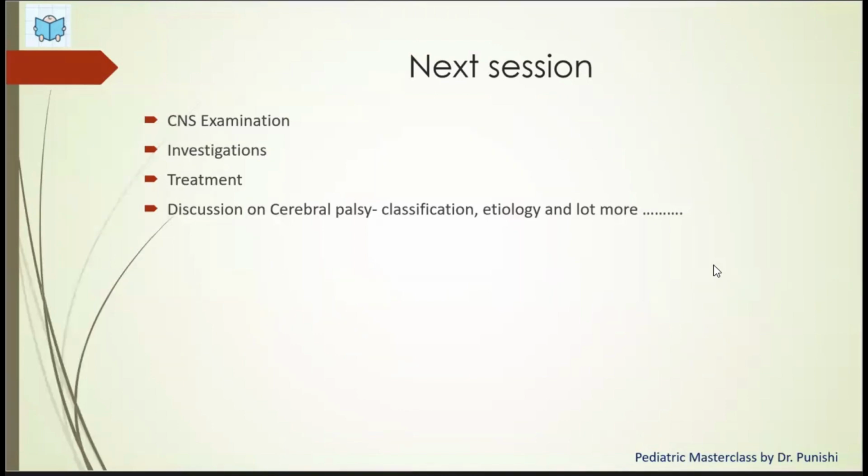We'll look at the investigations and treatment, and we'll have a detailed discussion on cerebral palsy, where we look at the classification, etiology, and a lot of other things, especially viva questions that can be asked if you have a case of CP. So this concludes part one of approach to developmental delay. I hope you found this session helpful, and stay tuned for the second session, which is going to cover all of these interesting and super important topics, even from an exam perspective.